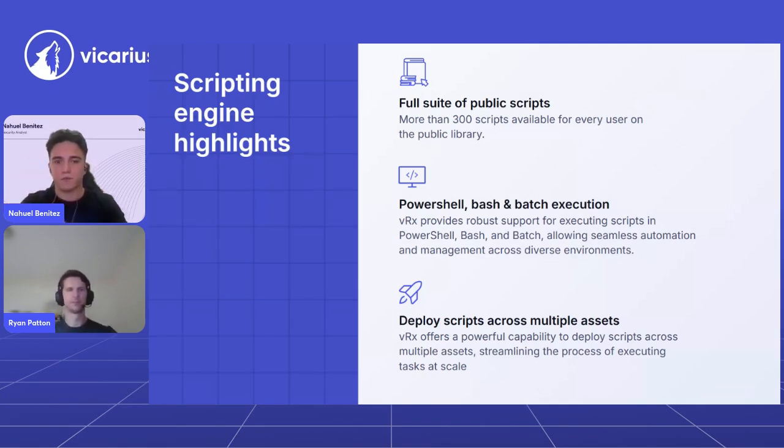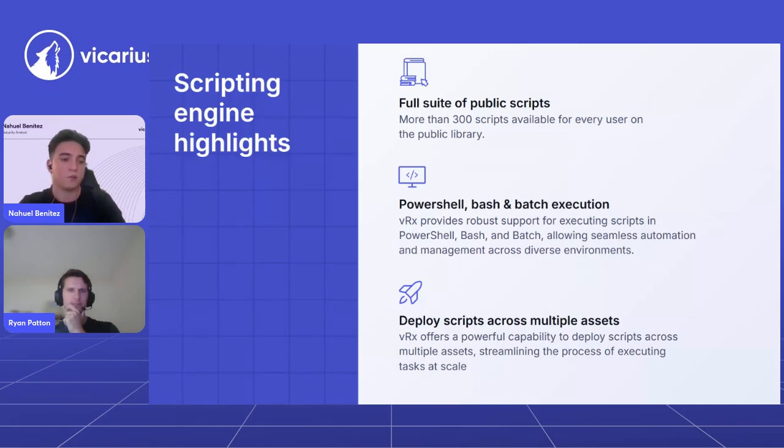Let's start with the first point, the full set of public scripts. We have right now, in the slide, say 300 scripts, but right now we have around 350 scripts. It's a constantly increasing public library, and the question that you may ask is how this public library is increasing. What are the sources? Well, we have mainly 3 different sources.